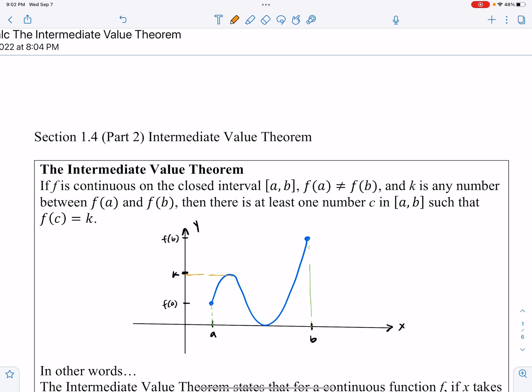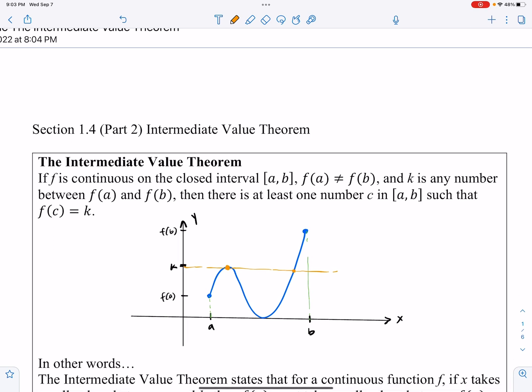So if I were to draw a horizontal line for this graph, we can see that this point could be c comma f of c, which would be k. Sorry, I should have written that as c comma k. Or this point over here could be c comma k. We could call it d comma k. Right, but it said that there would have to be at least one number. And for this picture, there ends up being 2, but there would be at least one x value that would correspond to that value of k.